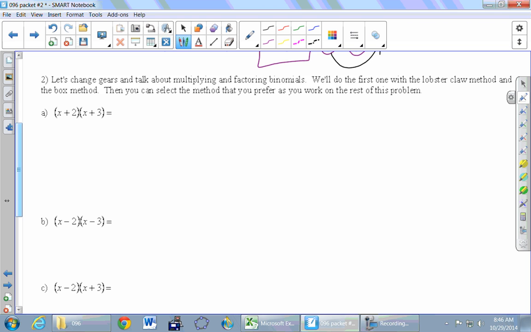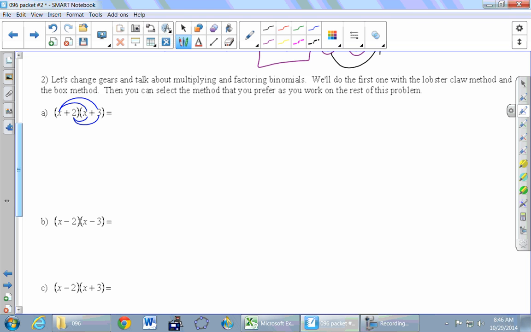Okay, so taking a look at this first guy, x plus 2 times x plus 3, we're going to multiply this out. And the key idea here is the distributive property. Everything in the first set of parentheses distributes to everything in the second set of parentheses. So this x gets multiplied by that x, and this x also gets multiplied by that 3. And likewise with the 2, it comes in and hits everybody in the second set of parentheses.